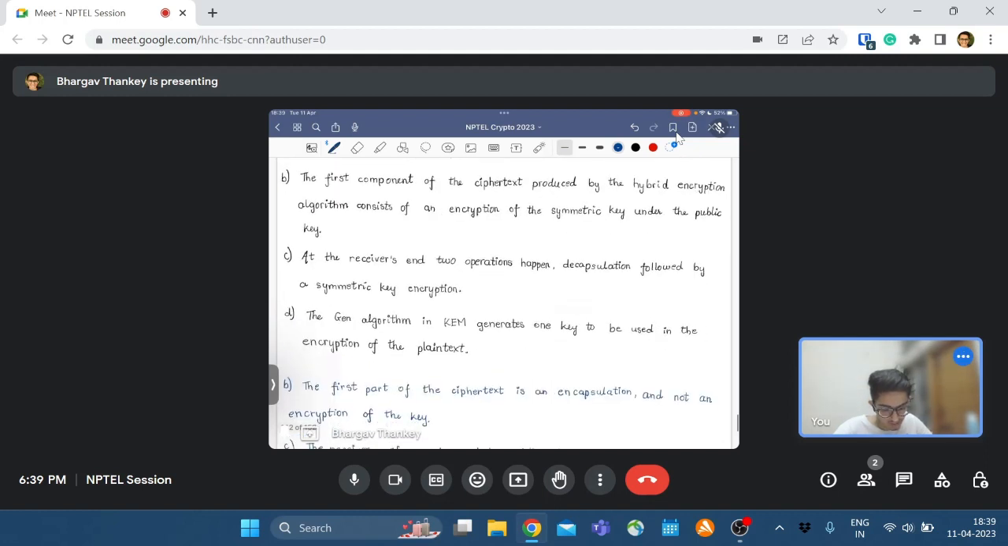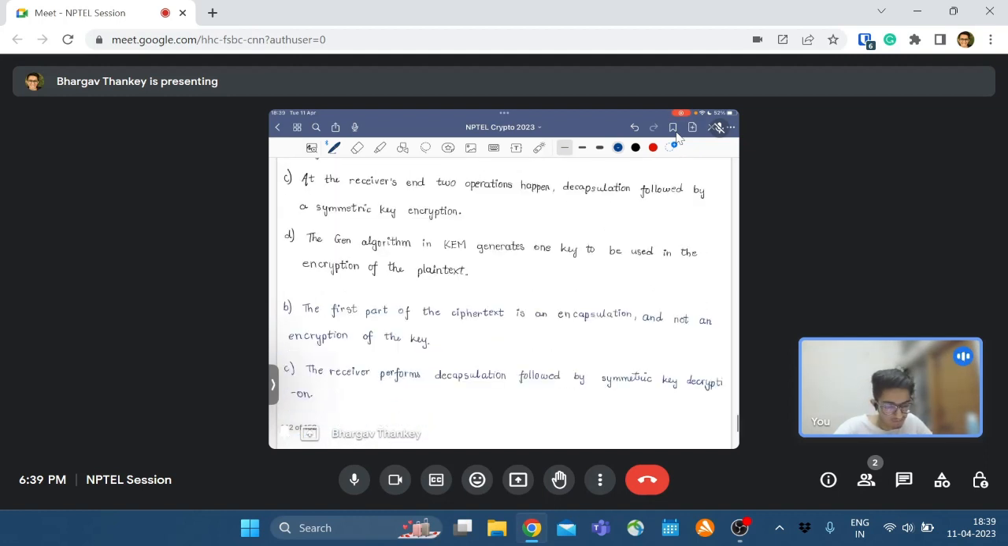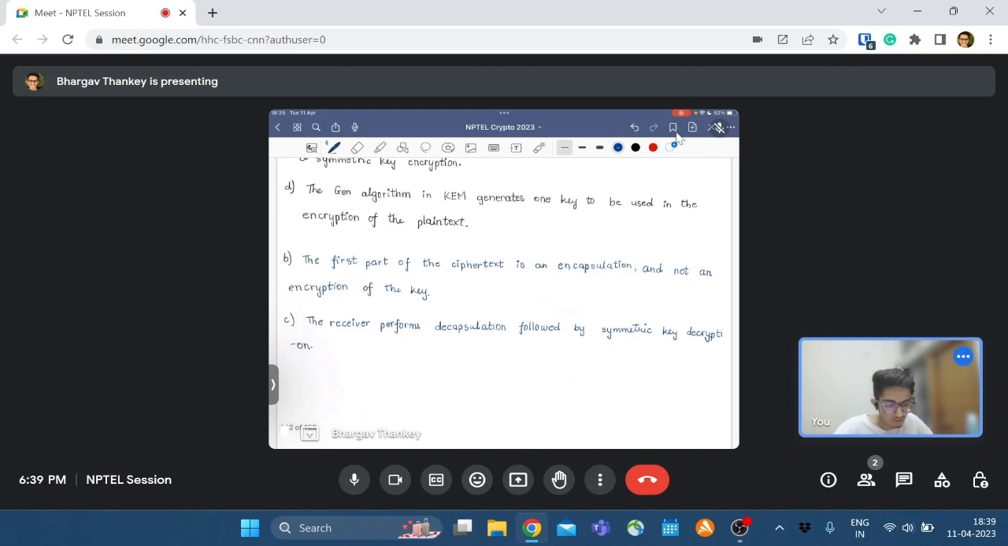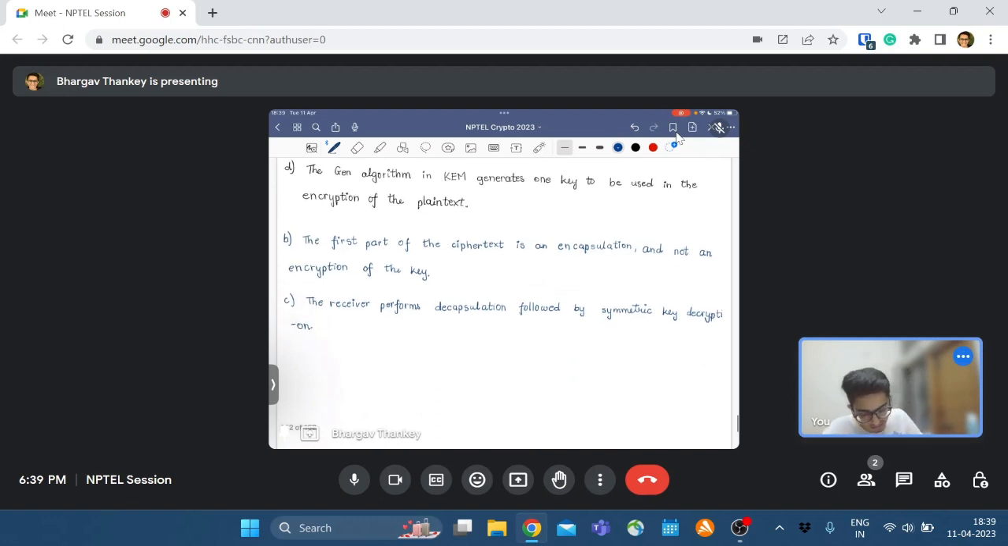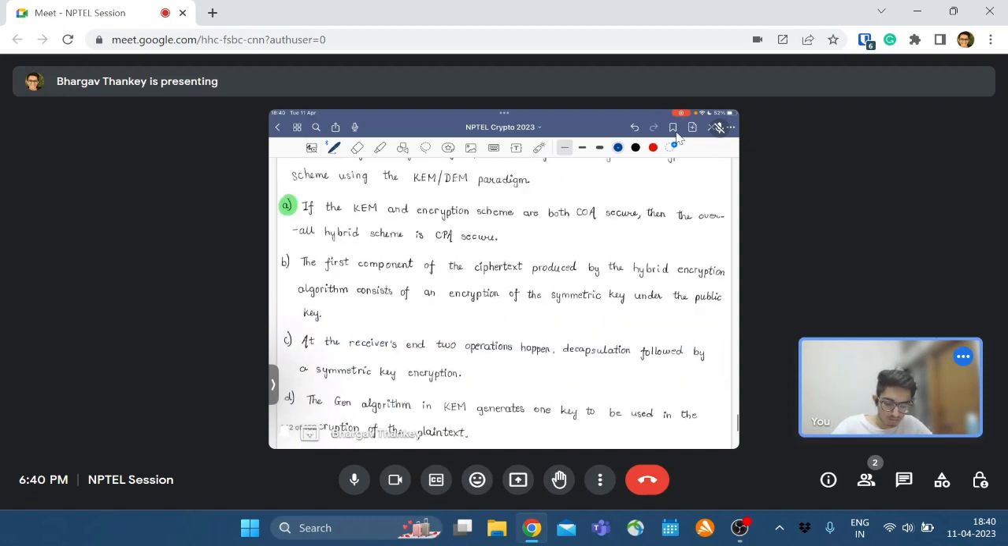Let's look at D. The Gen algorithm in KEM generates one key to be used in the encryption of the plain text. This is false because the Gen algorithm outputs the public key and secret key. So all of B, C, and D are false. A is the only correct option.